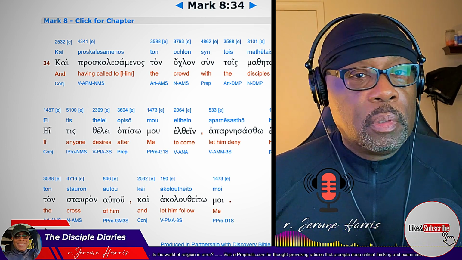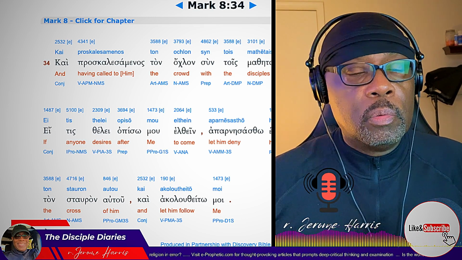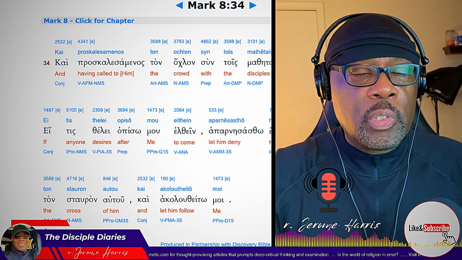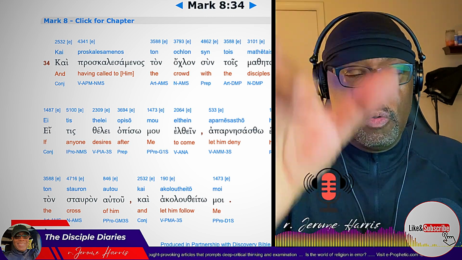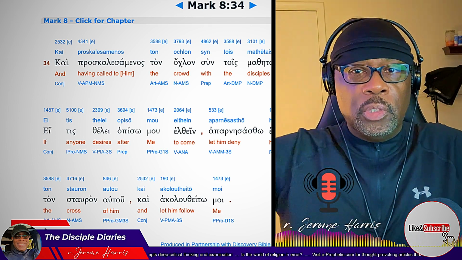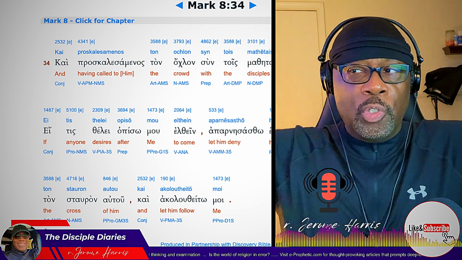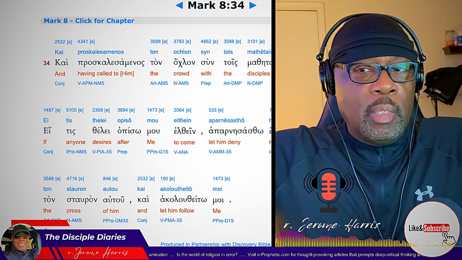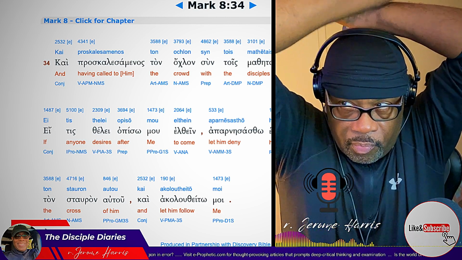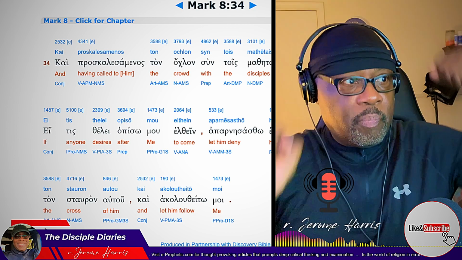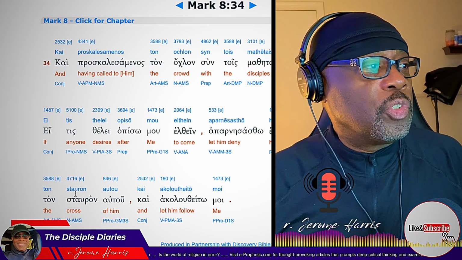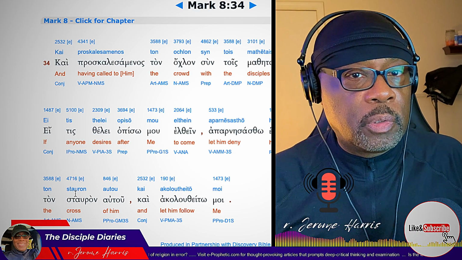Stauros is a tree. It's a pole. It's a tree with its branches cut off. And what's left over is an upright stake or pole. Not one of these. Not a cross. Jesus did not die on a cross with his arms outstretched left and right. He died like this. He was nailed up like that. So we see the Greek word here, translated cross, but it's staron or stauros.